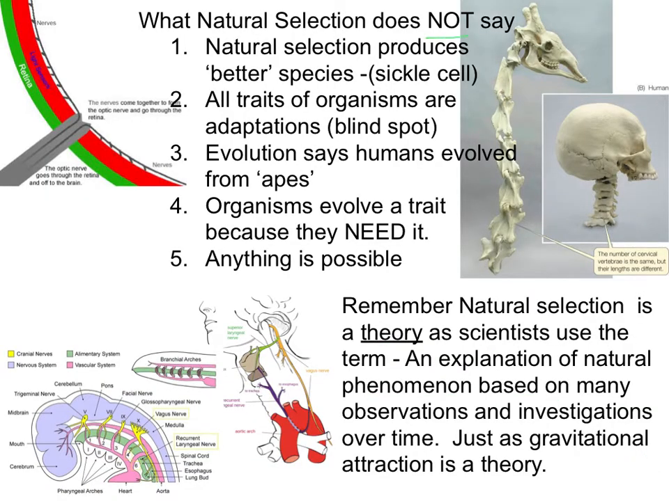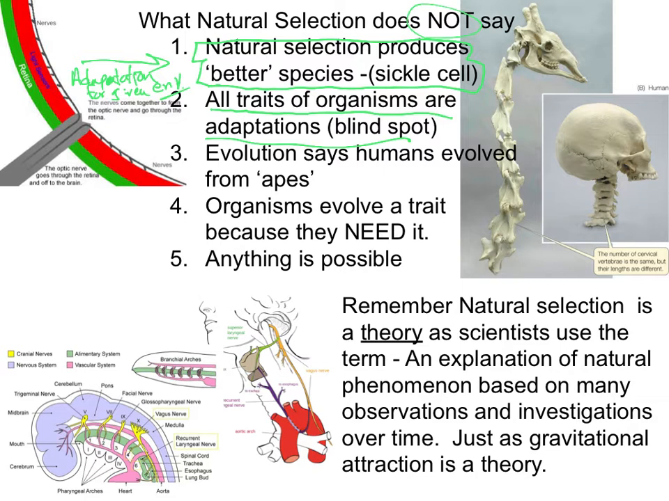Here are some things that natural selection does not say. We already went over sickle cell anemia. It doesn't mean that the organism is going to be better. No one would argue that having sickle cell disease is better than not having sickle cell disease. But it's an adaptation for a given environment, right? So in a high malaria area, it happens to be better than the alternative, which is getting malaria. But that's not necessarily a good thing. Additionally, not all traits of organisms are adaptations.